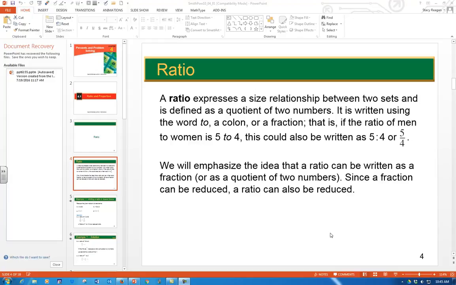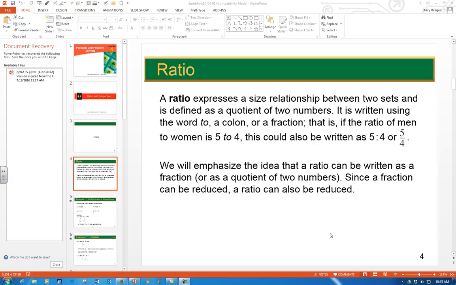This is our very first section in this course. You're going to be starting on page 176 in your book. 4.1 starts with ratio and proportion. And you can see the definition of a ratio on page 176.